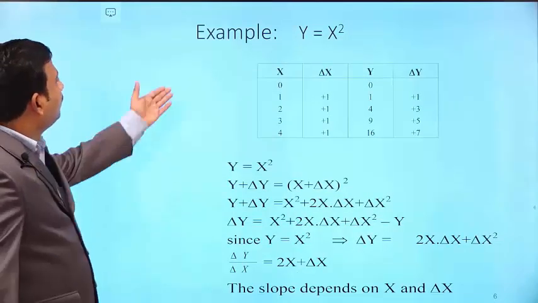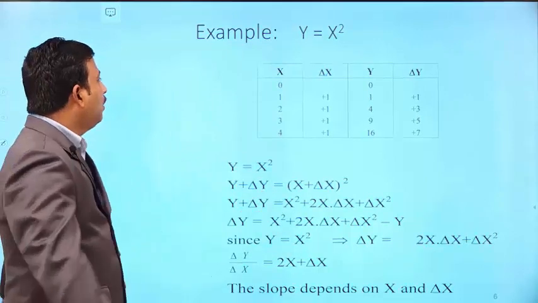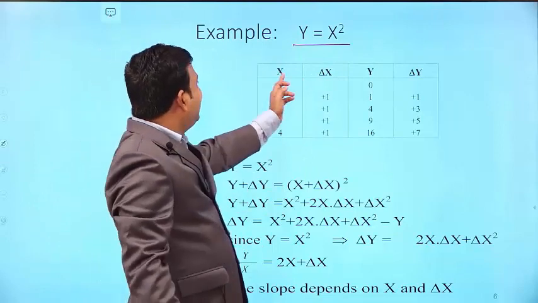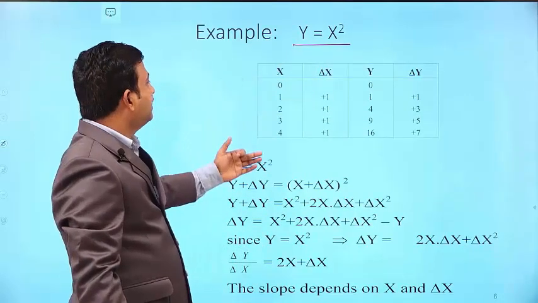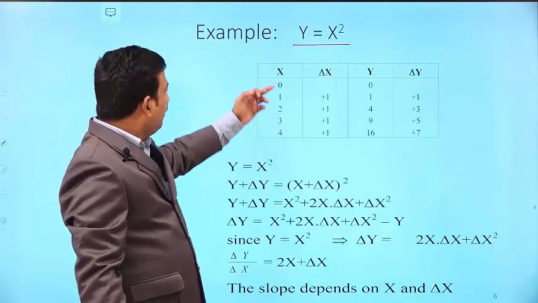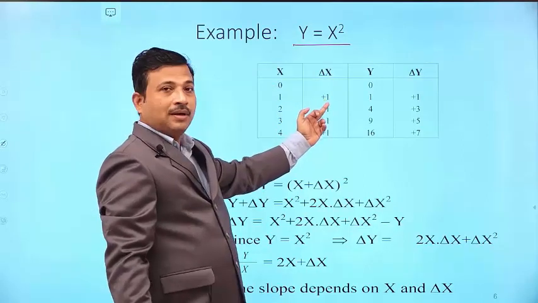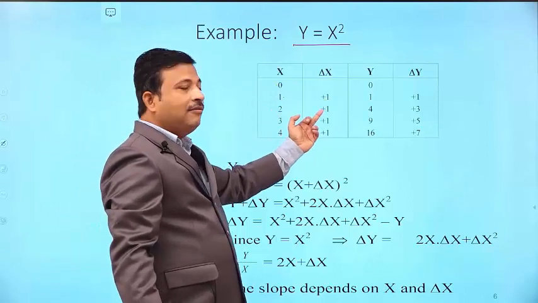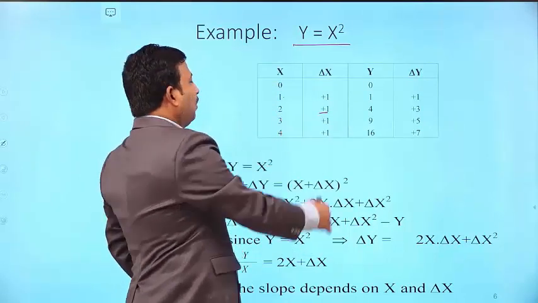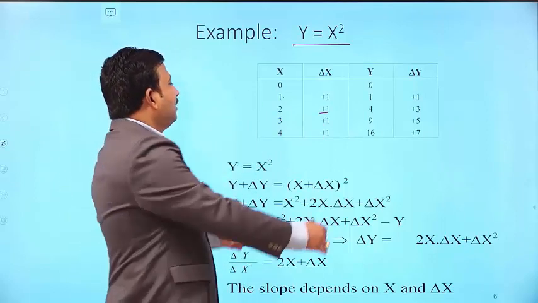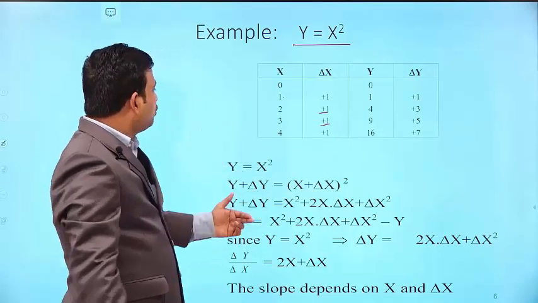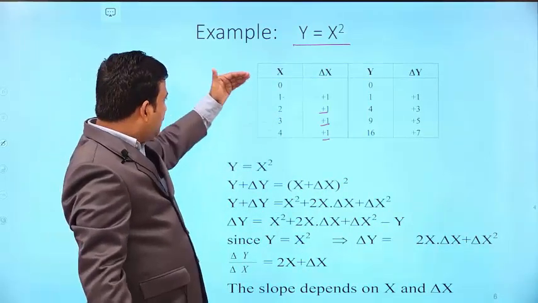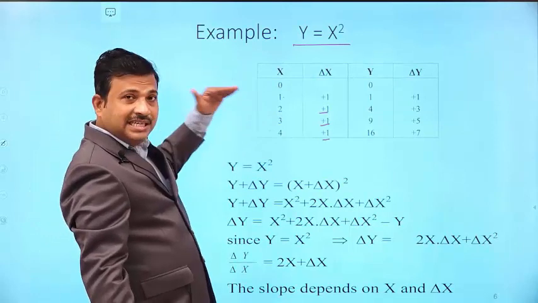Let us see, we have taken y equal to x square as a function. If x is 0, 1, 2, 3, 4, then del x means the change in x. How is it changing? Initially it is 0, now it comes to 1. What is the change? Plus 1. When it comes to 2, again from 1 to 2, plus 1. When it comes to 3, plus 1 change. When it comes to 4, again plus 1 change. This is nothing but the change with respect to the value of x in each and every step.